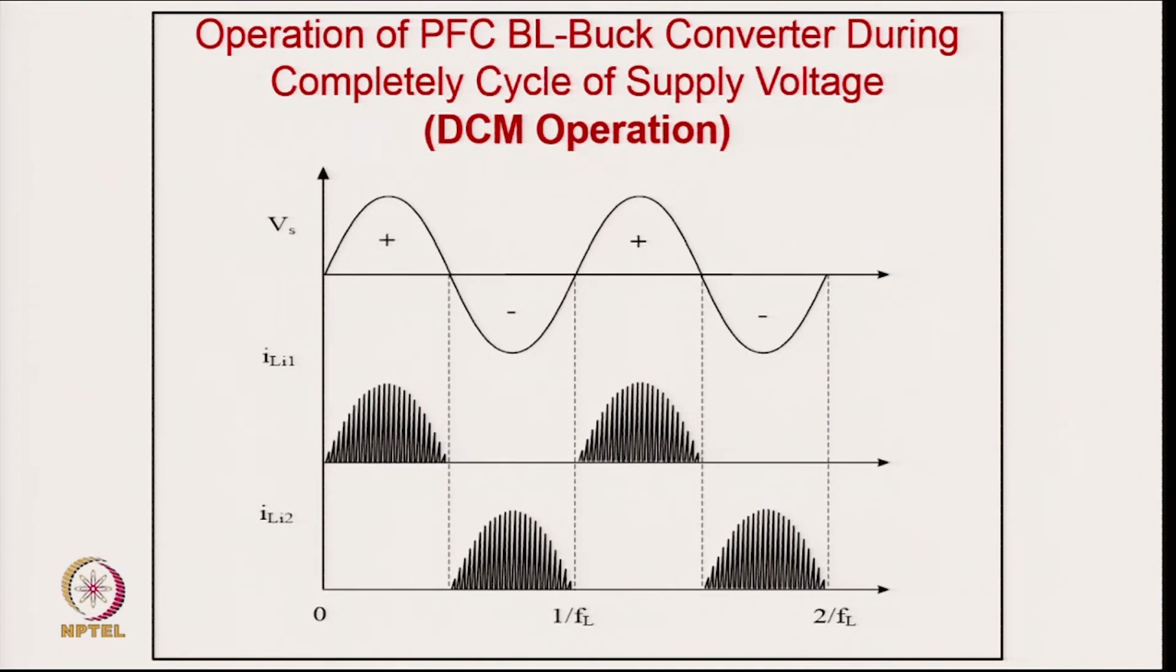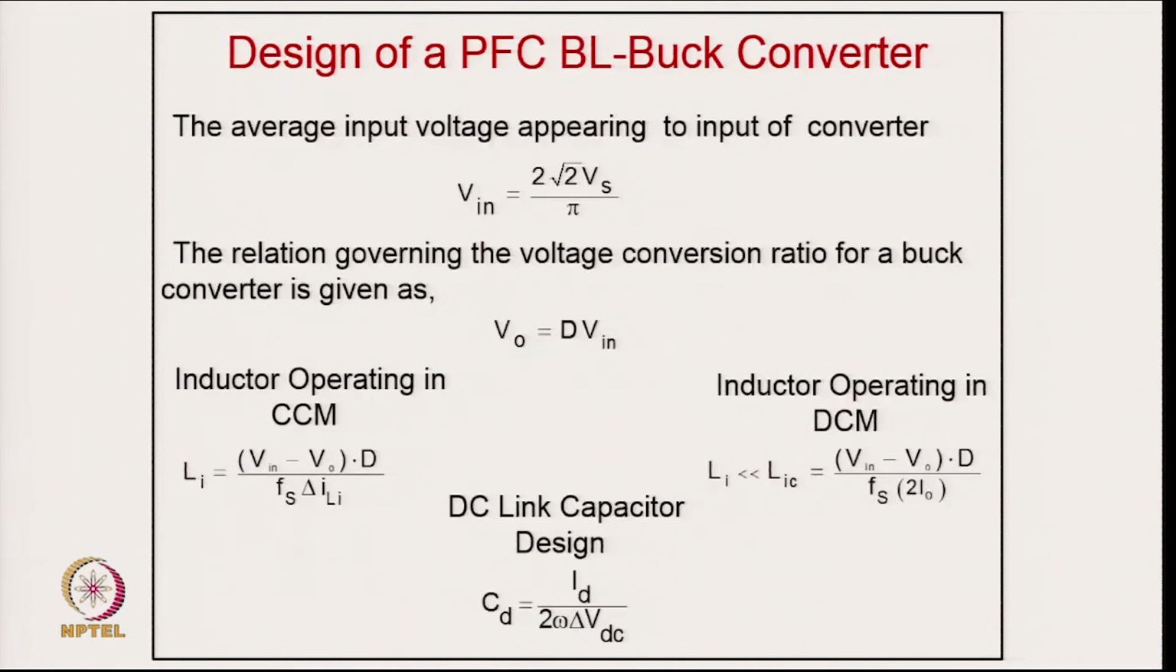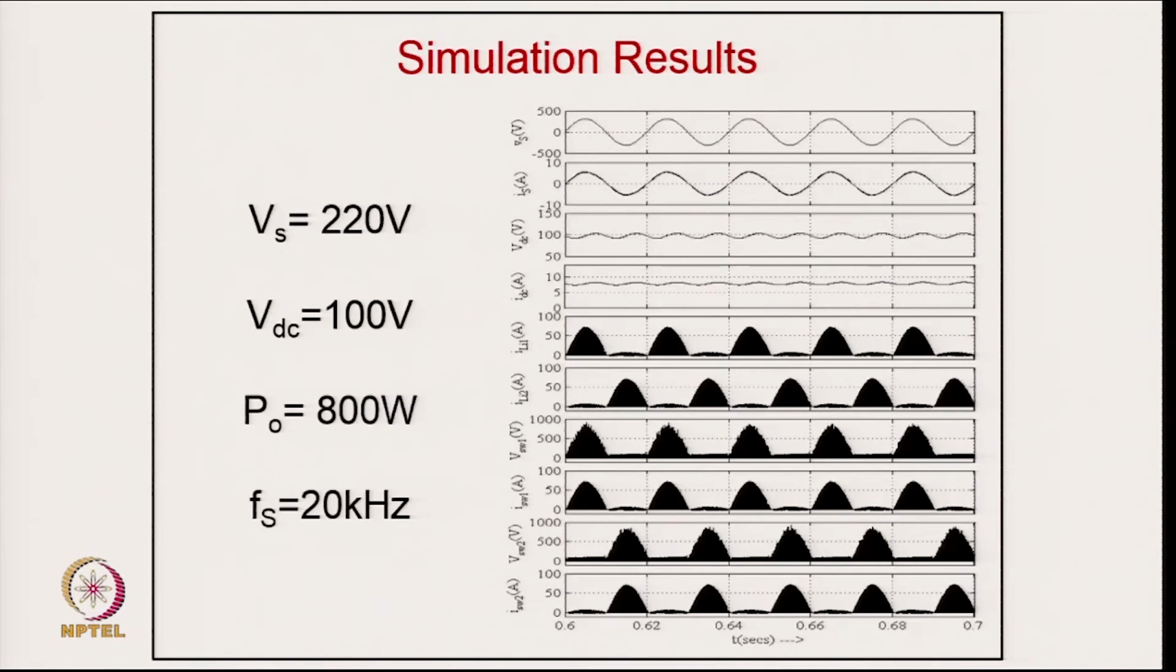We already discussed the benefit of operating in DCM mode. The size of the inductor can be reduced in DCM or boundary condition mode. These are the typical relations: the average voltage is the output voltage, and you can find the inductor value from there. If you want DCM, then you choose a value less than the critical inductance, and the output capacitor can be calculated from the second harmonic ripple, the output load current, and the voltage ripple at the DC capacitor. So, these are the typical design relations.